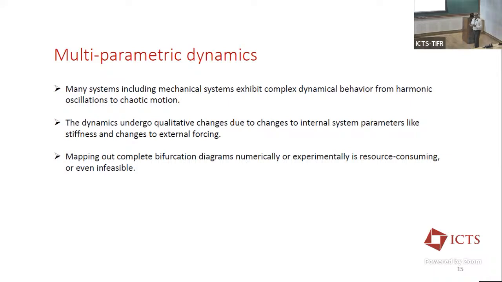So can we also predict the dynamics there, especially when more than one parameter is changing, including internal and external? So we went for one-parameter and two-parameter bifurcation diagrams and prediction with a very minimal data set.